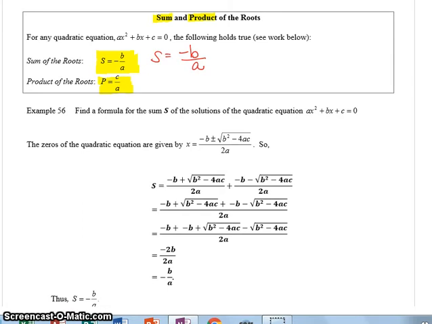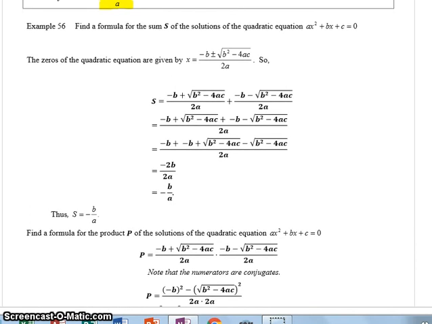This next example just kind of tells you how you're going to derive it. If you're looking at the quadratic formula here, one of your roots would be negative b plus the square root of b squared minus 4ac over 2a. And your other one would be negative b minus the square root of b squared minus 4ac over 2a. So when you see the word sum, that's why we're adding it right here. And then what that simplifies to is negative b over a.